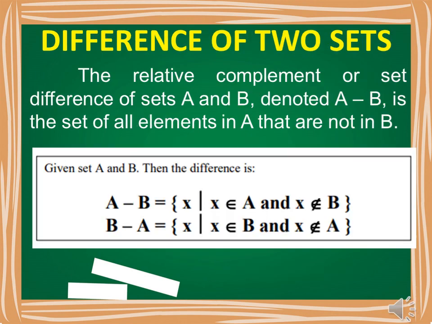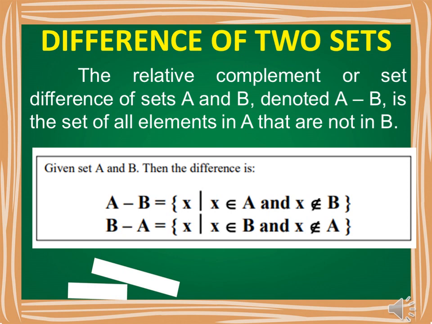Another interesting part of this lesson is taking the difference of two sets. The relative complement or set difference of sets A and B, denoted by A minus B, is the set of all elements in A that are not in B. Please take note. When we get the difference between A and B, we take all the elements in A that are not in B.